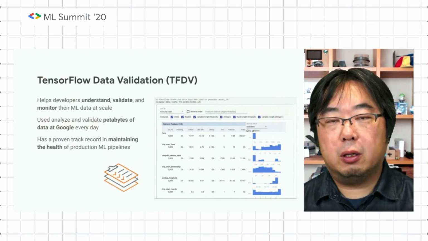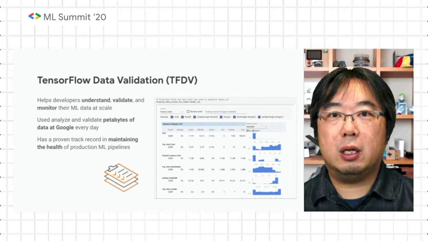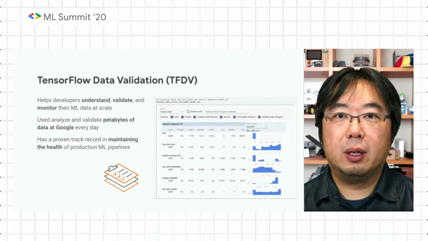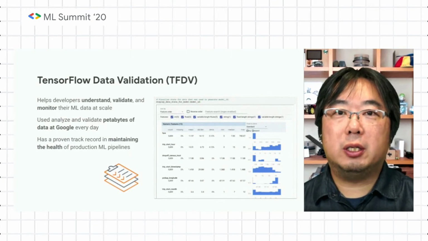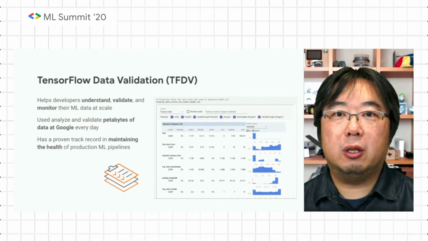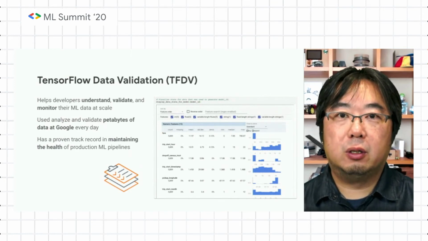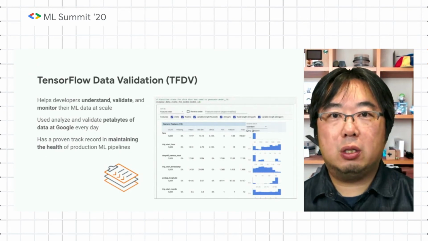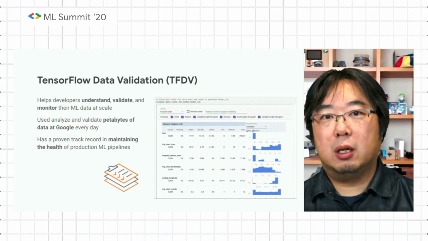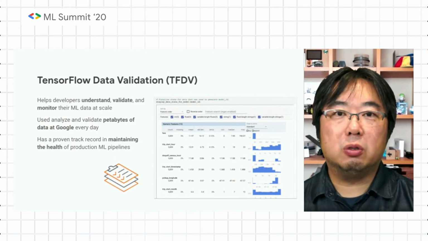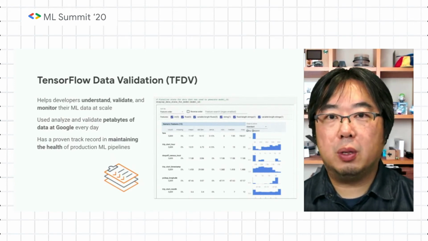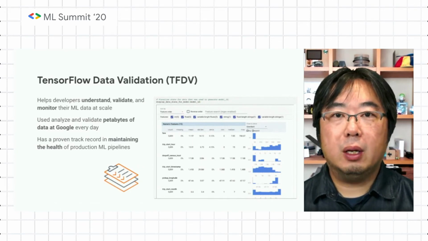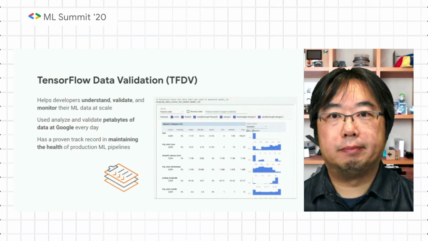One of the components included in TFX is TensorFlow Data Validation, or TFDV, which helps developers understand, validate, and monitor their machine learning data for training at scale. And TFDV is already used by many of the largest projects in Google, including the Google Play team and the YouTube team, with petabytes of data at Google every day. So it's a proven technology.